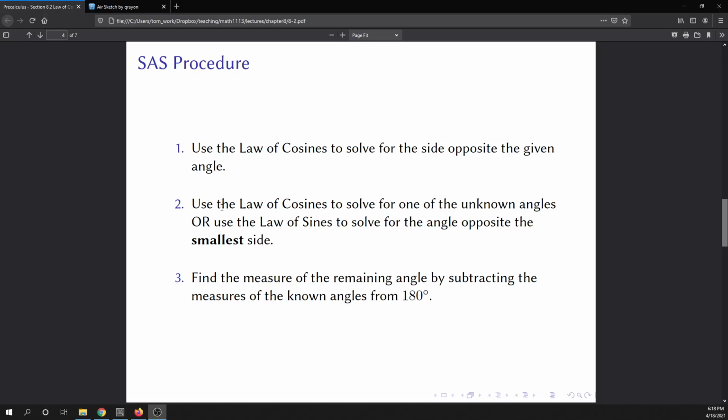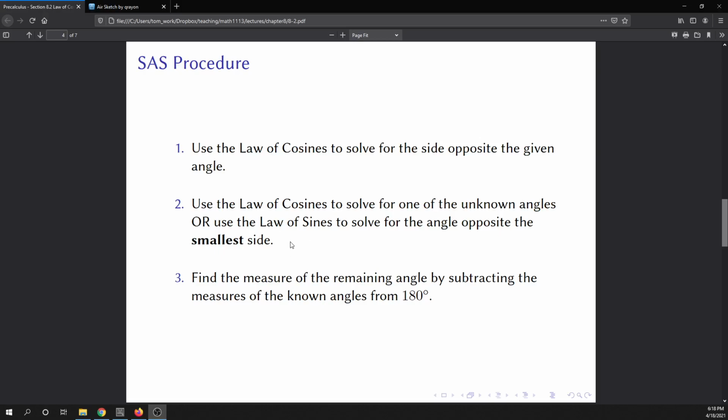Next, you're going to use the law of cosines to solve for one of the unknown angles. So you can pick either of the other unknown angles and solve using the law of cosines, or you can use the law of sines. And now if you go this route, you have to be careful. It's way better to solve for the angle opposite the smallest side, okay? And why is it important to pick the smallest side?